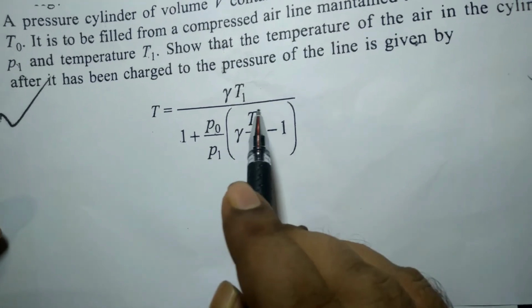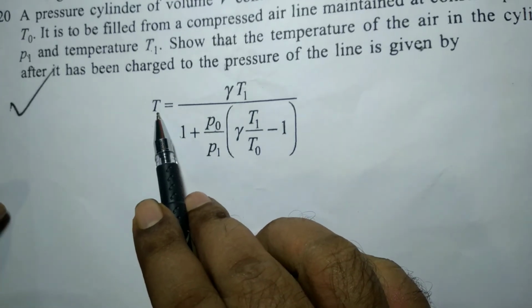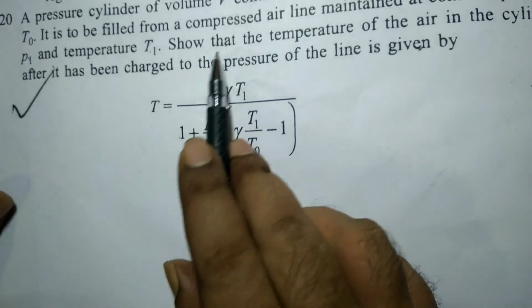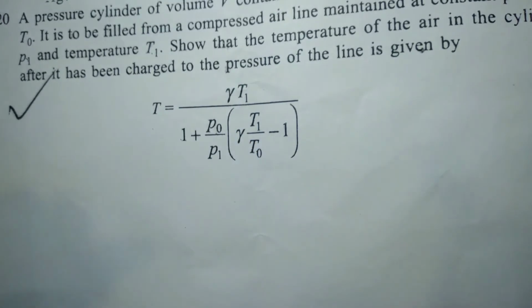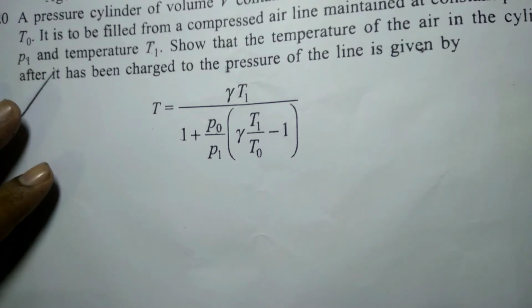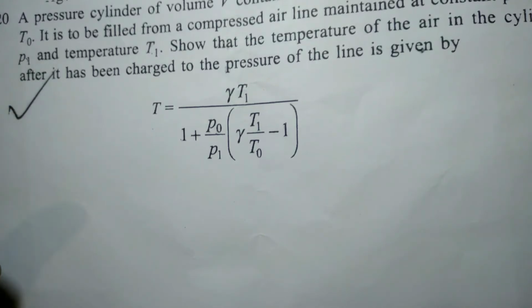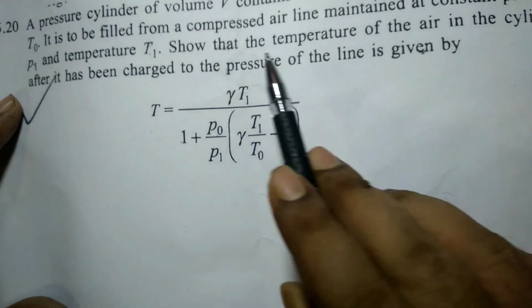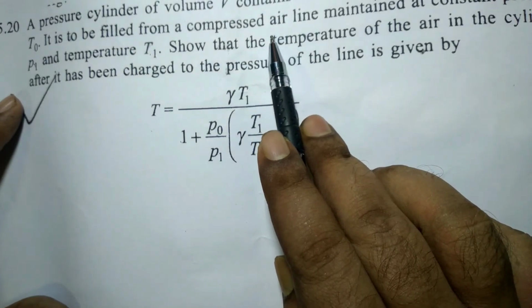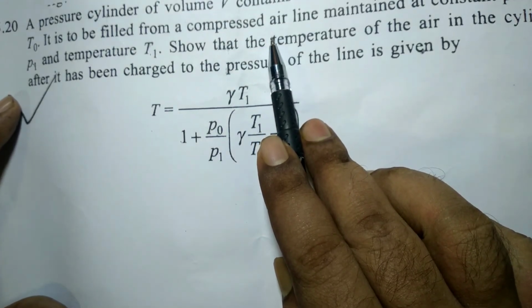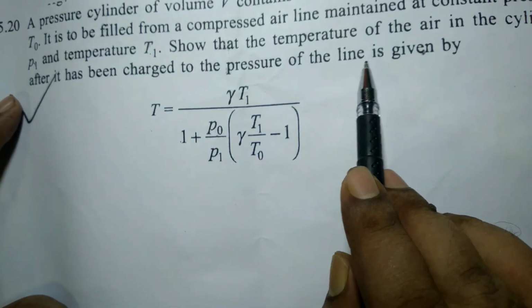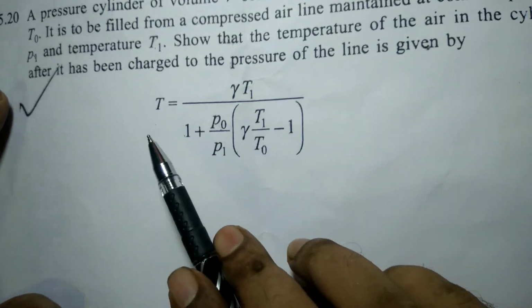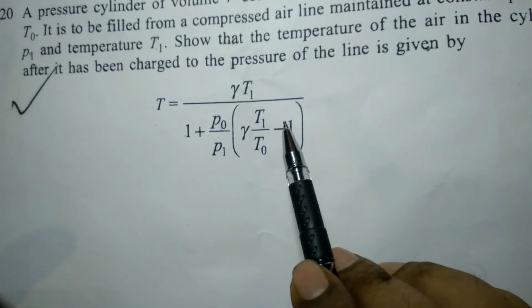हमको ये प्रूव करना है। After the process is over, what will be the temperature inside the cylinder? इस केस में भी इवैक्यूएटेड नहीं है। इनिशियली some pressure is there, some amount of air is there, वॉल्यूम भी है, एयर प्रेशर P0 एंड टेम्परेचर T0 पे है। लेकिन जो सप्लाई लाइन है उसका प्रेशर है P1 और टेम्परेचर है T1। So once the pressure of the cylinder reaches the supply line pressure, the charging process will stop, and at that time what would be the temperature of air? That T will be gamma T1 by this much. So we have to prove that.